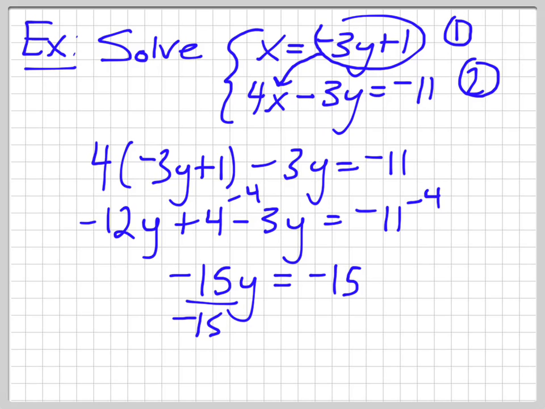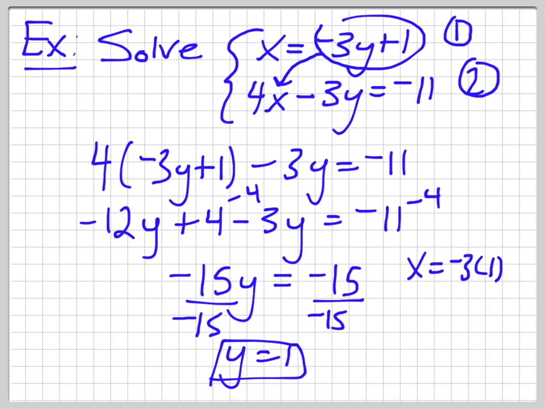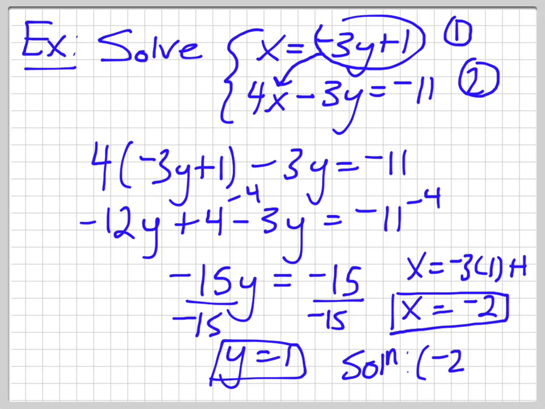Divide both sides by negative 15. And y is equal to 1. So that's a nice number. Now when I want to find x, I'm going to sub it back into the equation that I have x equals. So that's the first one. So if I look here, I'm going to have x is equal to negative 3 times 1 plus 1. So that's negative 3 plus 1, which is negative 2. So there's my solution. X is equal to negative 2, y is equal to 1. So my solution is negative 2, 1. This is a slightly harder example, but still not really the hardest type that you can face.